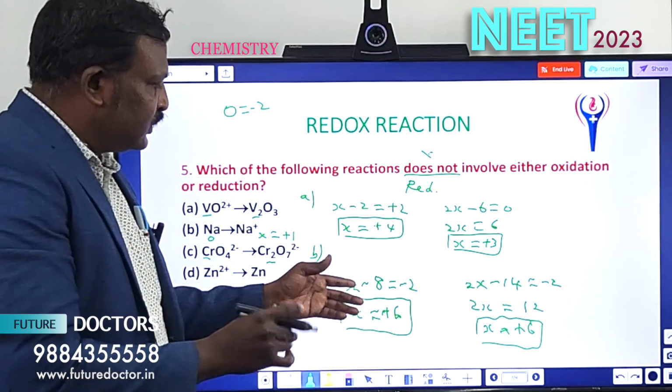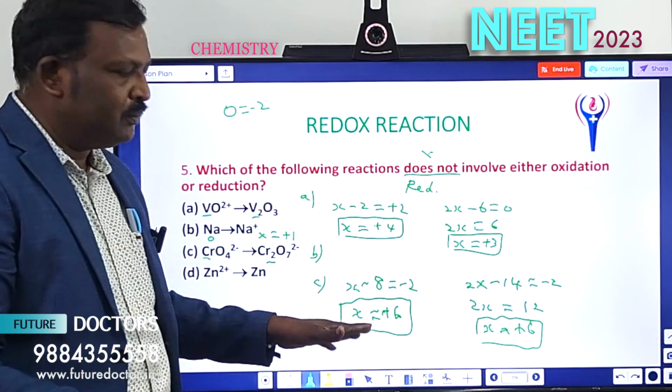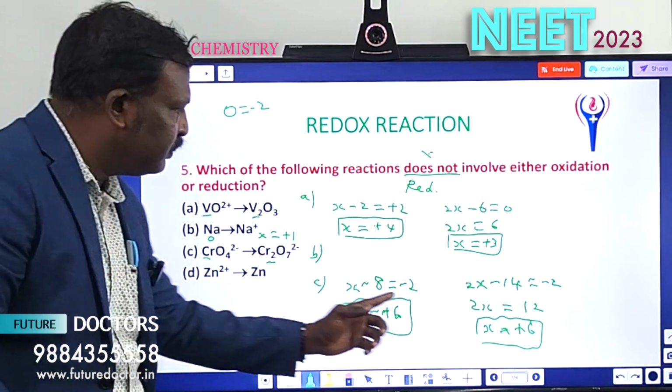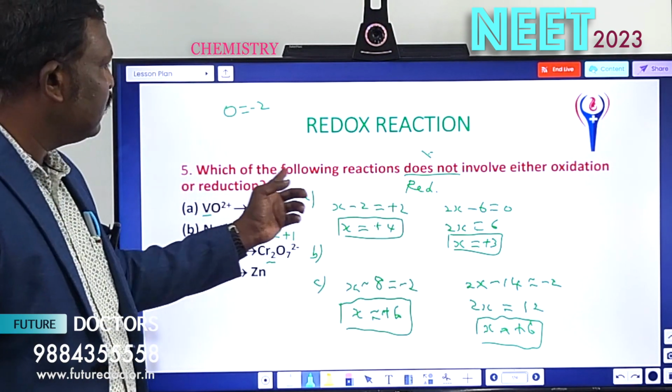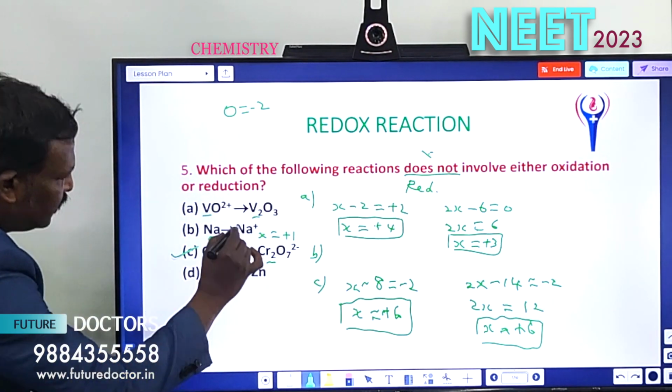Sometimes it should increase or it should decrease, but it should not be the same. But in this chromium also plus 6, in this chromium also plus 6. So this is the answer. Which of the following does not involve either oxidation or reduction? C is the correct option.